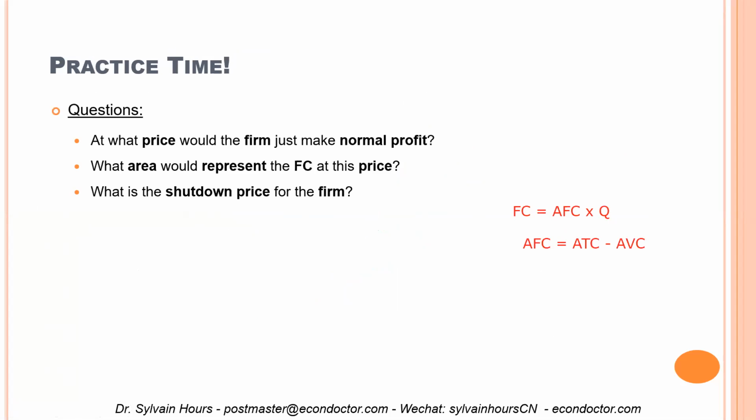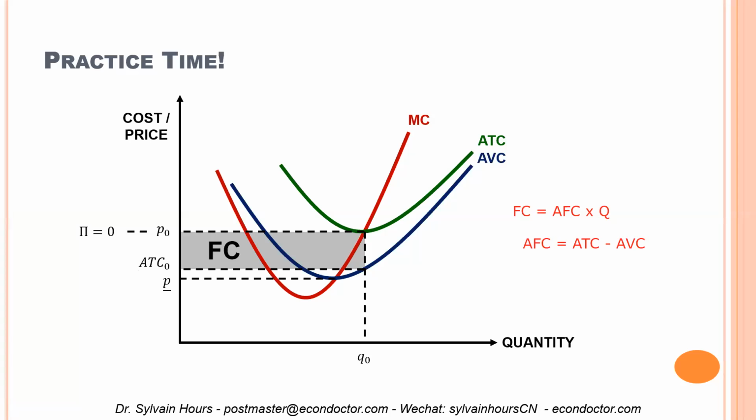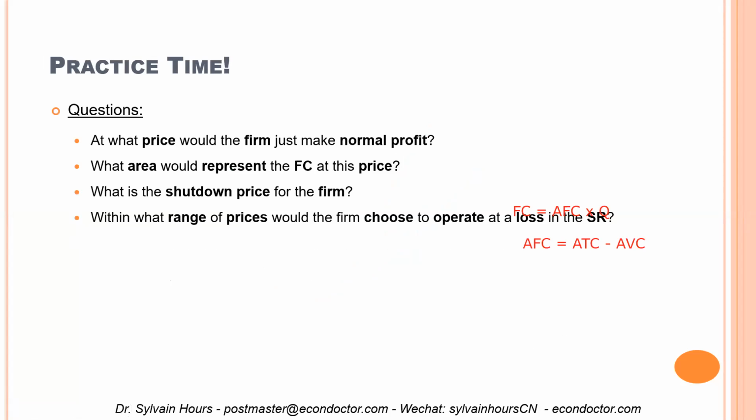What is the shutdown price for the firm? Well, you know it. The shutdown price is the minimum of the average variable cost. So P lower bar is my shutdown price, the minimum of the average variable cost. Okay, we got it.